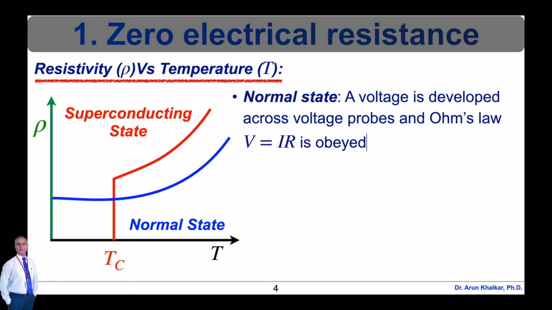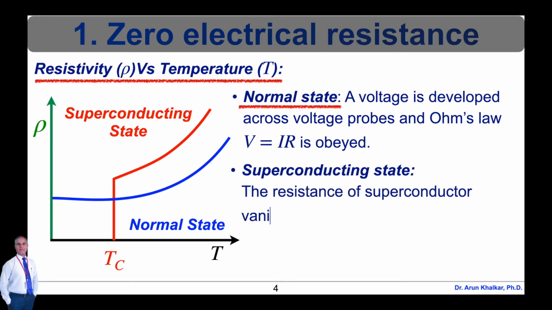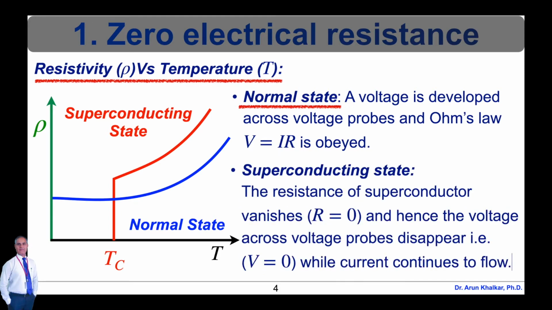For the normal state, a voltage is developed across the voltage probes and Ohm's law, V = IR, is obeyed. Similarly, for the superconducting state, the resistance of the superconductor vanishes, that is R = 0, and hence the voltage across the voltage probes disappears, that is V = 0, while current continues to flow. This is the method to observe zero electrical resistance in superconductors in the superconducting state.